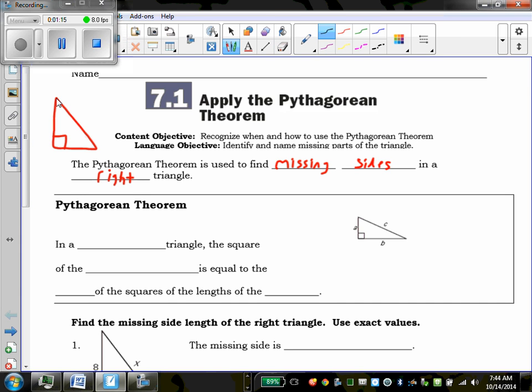Now, in a right triangle, there are two types of sides that we have. One type is the two sides that make up the right angle. Those sides are called legs. I don't know why I'm using the fancy L here, but I am. So those are legs. The side that is across from the legs, the longest side of the triangle, is called the hypotenuse. So that's the longest side, has the longest name of any of the sides in the triangle as well.